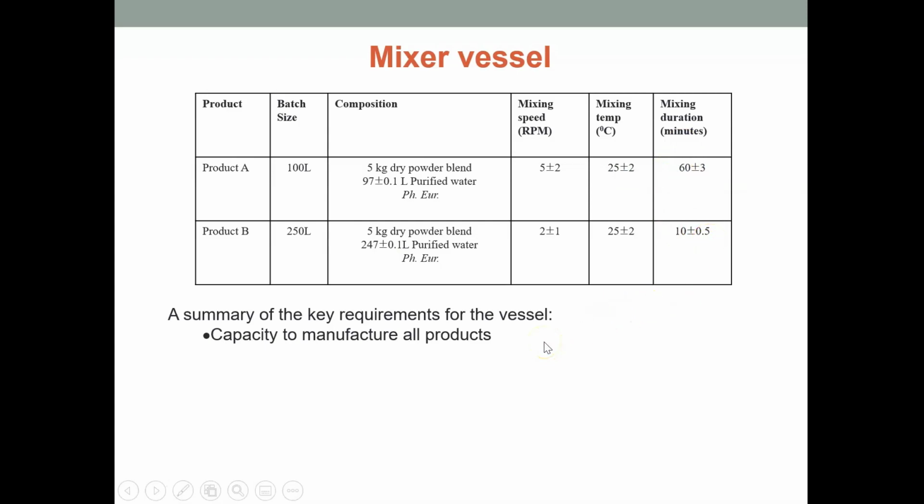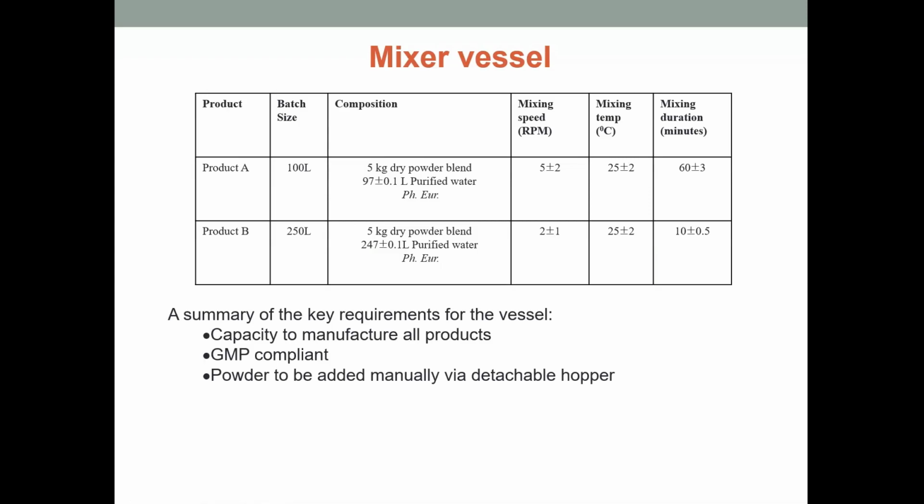Just to summarize the key requirements for this vessel. It needs to have the capacity to manufacture all products. As you can see, you've got two different batch sizes here, and you need to be able to fit both in. It must be GMP compliant. By that, it has to be made of the appropriate grade of steel, it has to be easily cleaned, and meet all of the other requirements that come with the GMPs.